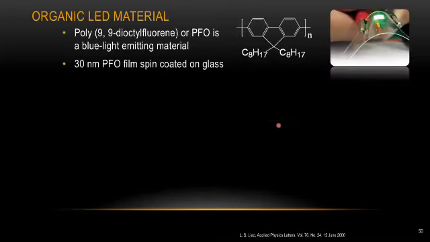And the very last example I want to show you is a measurement on an organic LED material. The organic LED material we're talking about here is a PFO material, which is a blue light emitting material. It has a very low turn-on voltage with very high brightness and efficiency. The molecular structure is shown on the screen right here. The sample for the XPS measurement is just a 30 nanometer PFO film spin coated on a piece of glass.